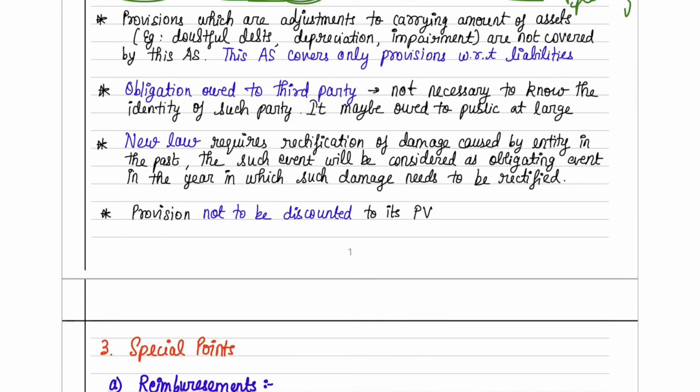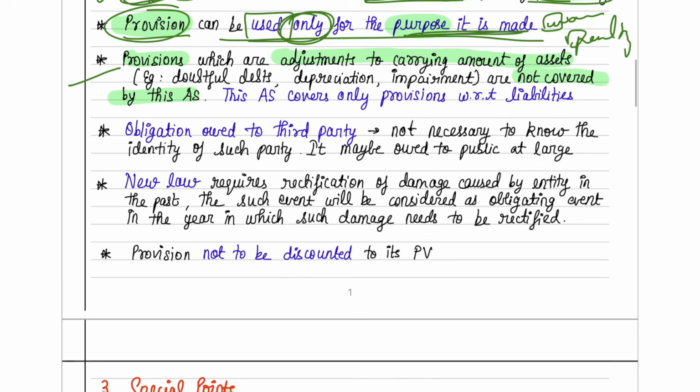Next is provisions which are adjustments to carrying amount of assets are not covered by the AS. So now in your balance sheet, in your P&L, you would have heard of provision for doubtful debts. That means if a debtor is there, and you're doubtful that this debtor is not going to pay you, then in such case you make a provision, right? That doubtful debts, we don't know if it's going to pay or not.